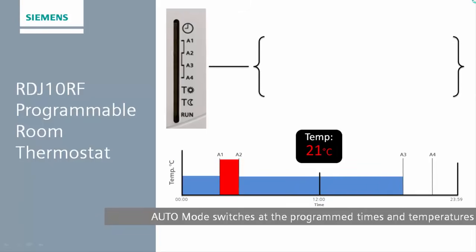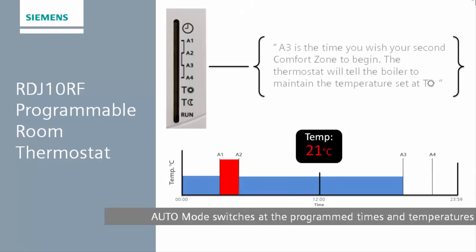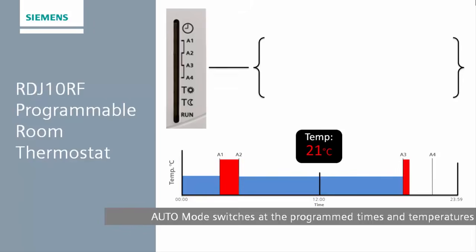A3 will be the start of your second comfort zone. As with your first comfort zone, the temperature that the device will maintain has already been set at T-sun. This zone will last until the final time you set at A4.